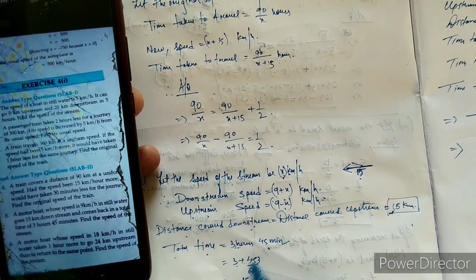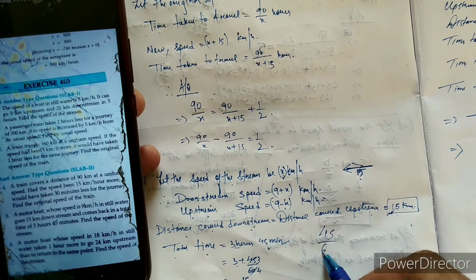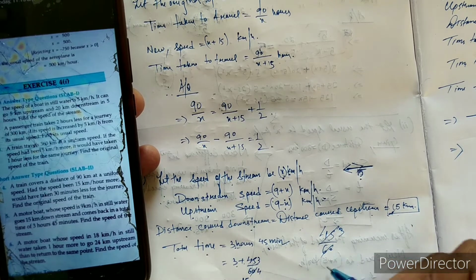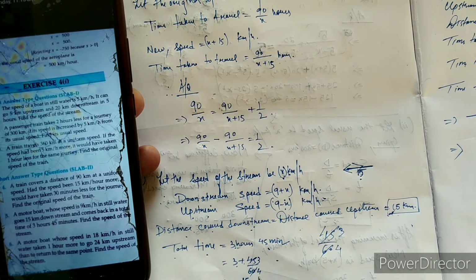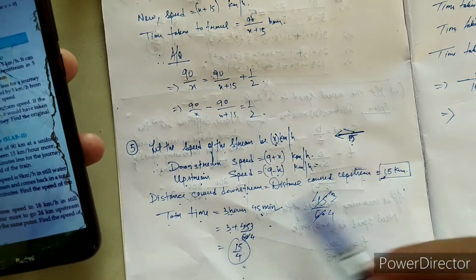So you have 3 hours plus 45 minutes. If I want to convert it, I'll write 45 by 60. If you cancel with 15, 3 15s are 45, 4 15s are 60, so you'll get 3 by 4. After 3 by 4, if you multiply this, you'll get 15 by 4. So total time, how much do you get here? 15 by 4. Okay, so I hope everything is fine here till now.